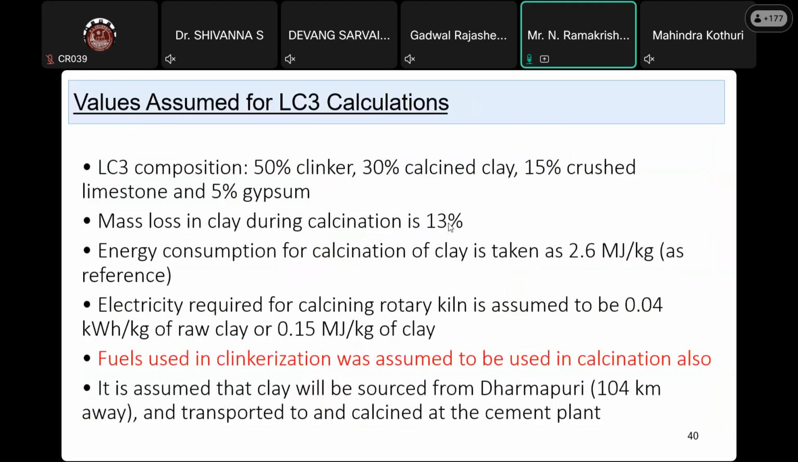Mass loss in clay during calcination is 13%. Some assumptions they have made here. Energy consumption for calcination of clay is taken as 2.6 MJ per kg as reference, and electricity for calcination. Clinkerization is different from calcination. Clinkerization is the material manufactured during cement production; calcination is during clay heating. Another assumption is that the same fuel is used for clinkerization as well as for calcination. And they assume that the clay was transported from Sarnapuri in Tamil Nadu.